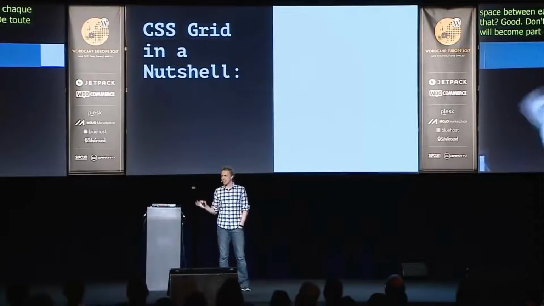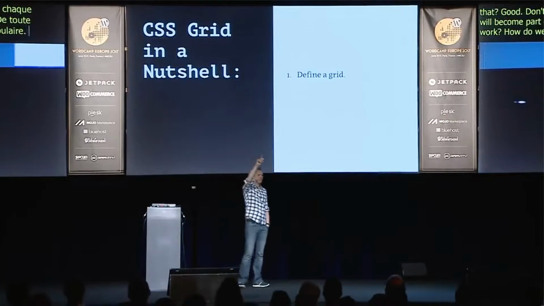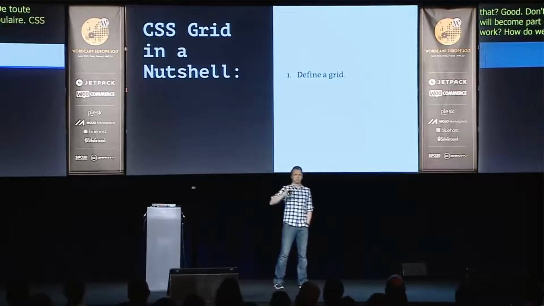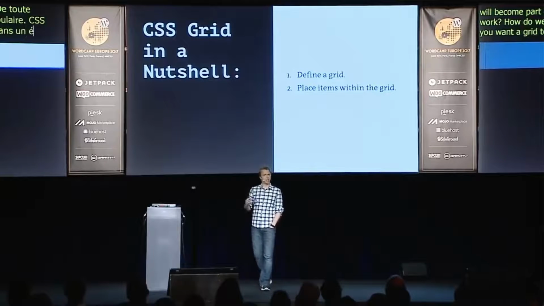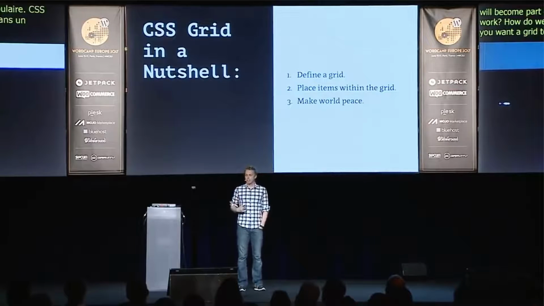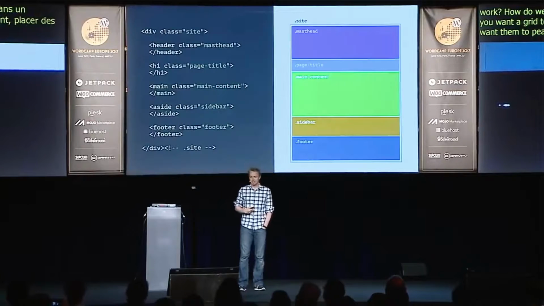So, CSS Grid in a nutshell. How does this actually work? How do we apply it today? Number 1, define a grid on an element where you want the grid to appear. Number 2, place items within that grid where you want them to appear. Number 3, make world peace. That's all there is to it.